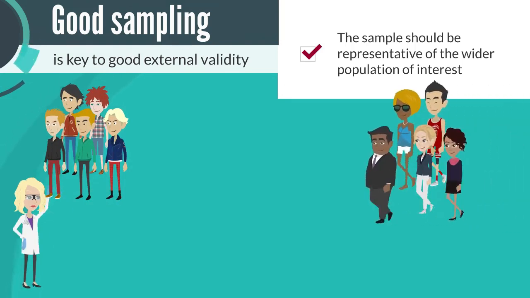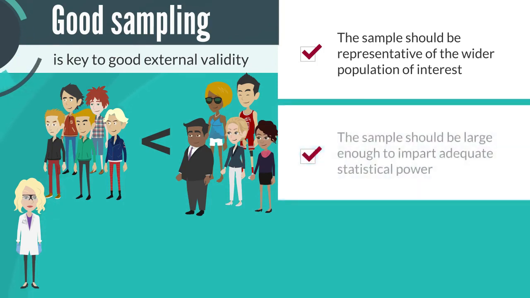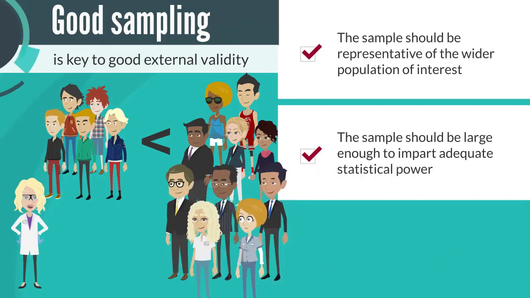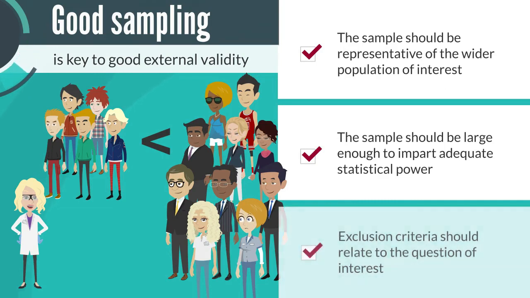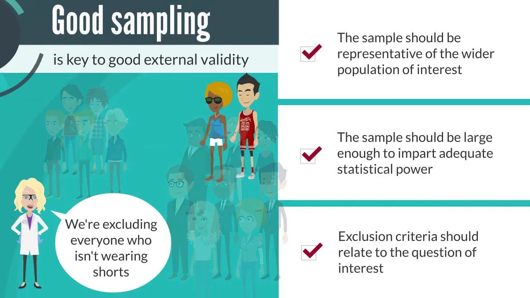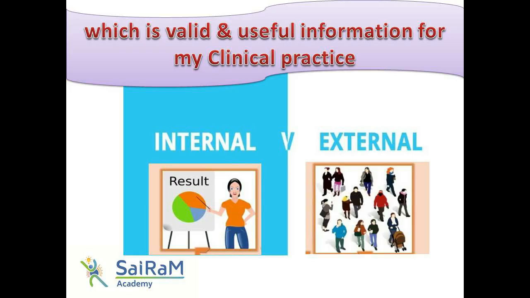For example, if I am doing a study on low back pain of college students, it should not only be from a selected college. It should be a sample of subjects from various colleges in and around the city. Then only I can generalize my results. Then the sample should be sufficiently large in proportion to the population. And the last important thing is, my exclusion criteria should not be so stringent that I exclude almost all my patients and come up with a small sample.